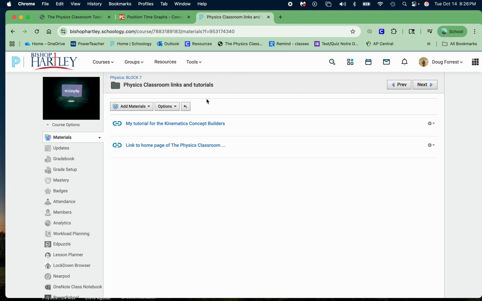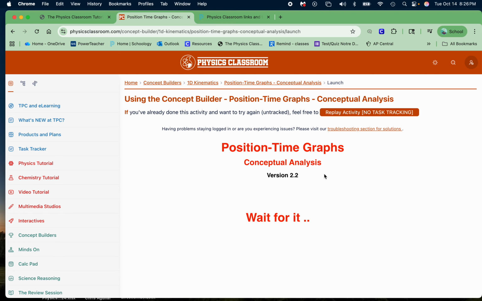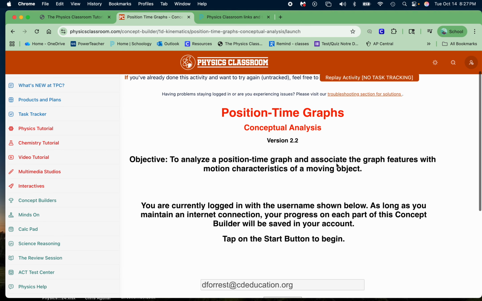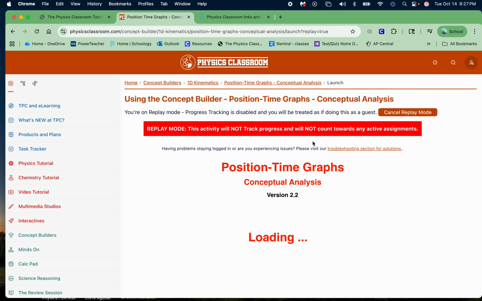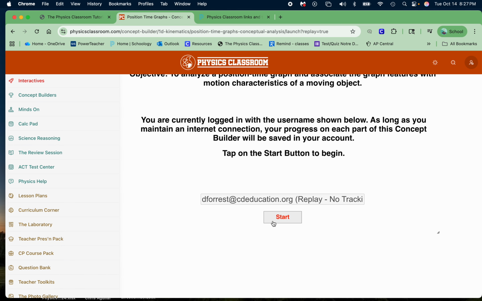The last one that I'm going to ask that you do is the Position Time Graphs Conceptual Analysis. For this one, I'm going to ask that you do all 3 activities because they're all a little bit different. And so I'll show you an example for each one. Again, make sure you're logged in with your account.